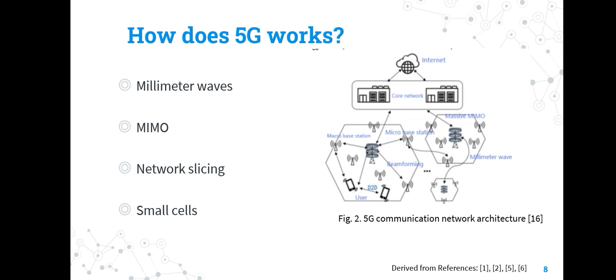And the second one is MIMO. MIMO is nothing other than multiple input, multiple output. This just means 5G technology uses MIMO antennas for data transmission, which means it uses multiple transmitters and receivers for efficient data transmission. And the third and fourth are network slicing and the use of small cells.